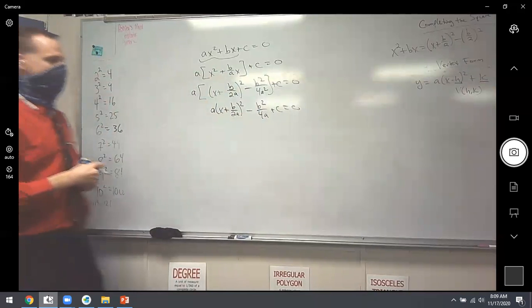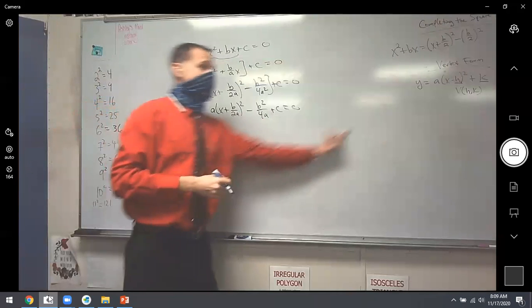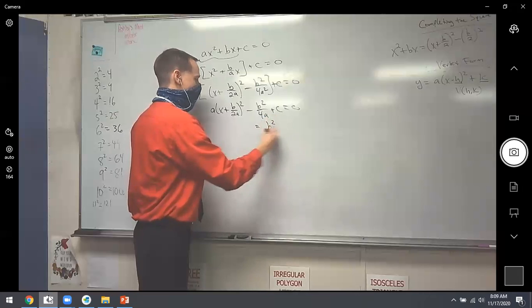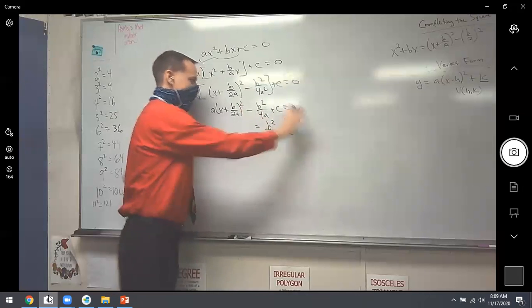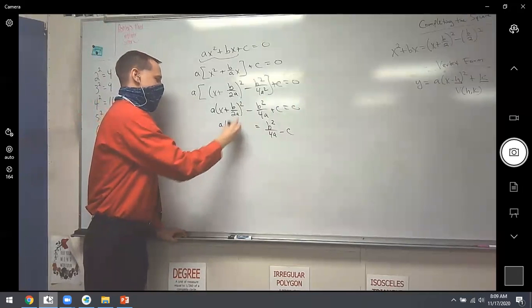Now, just like any completing the square, your job is to get the squared thing by itself. So you're going to move this junk to the other side. When you do, this will be positive, and the C will be negative. So you just moved them over there. And then you have this A times this thing right here.